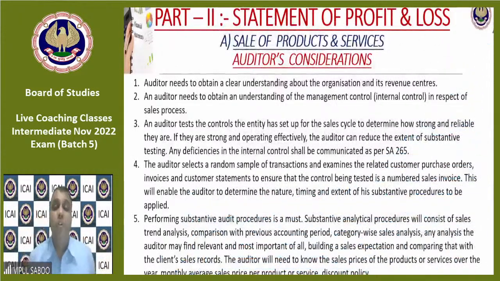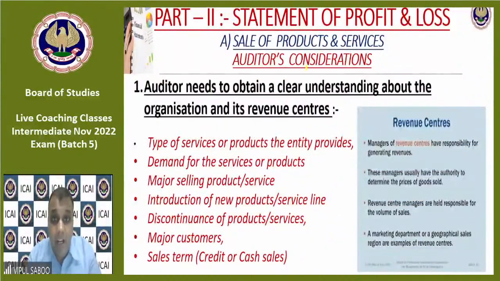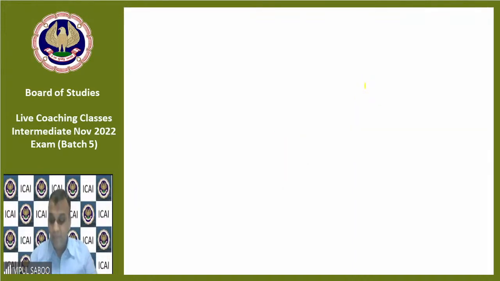So before auditor starts with his audit program, there are some considerations the auditor needs to take care of. Okay, what are those considerations? 1, 2, 3, 4, 5. There are 5 considerations. I'll take them up one by one. First, auditor needs to obtain a clear understanding about the organization and its revenue centers. What are revenue centers? Basically, the areas from where the entity can generate revenue.